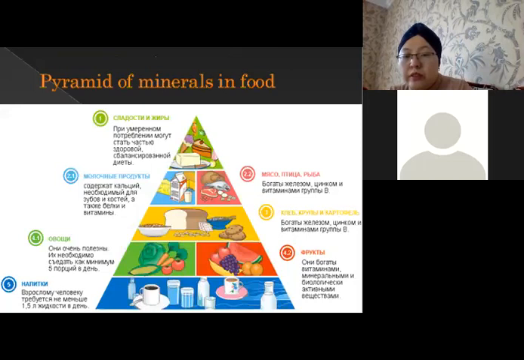Okay, so if we see the pyramid of the minerals in the food, what we take in, all our food intake, we can see the minerals. It goes from the beverages, vegetables, and then bakery, bread, and dairy and meat products, and so on.